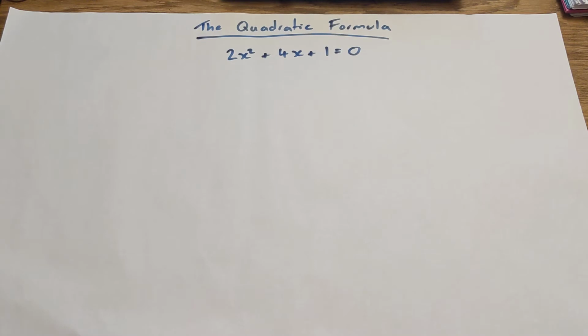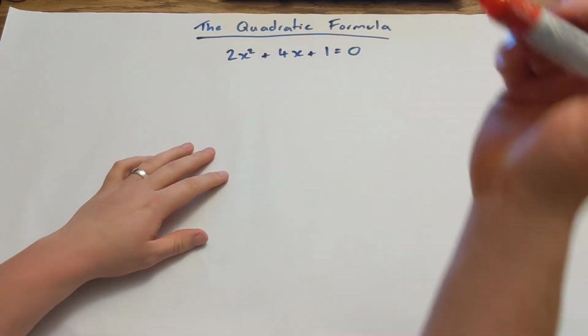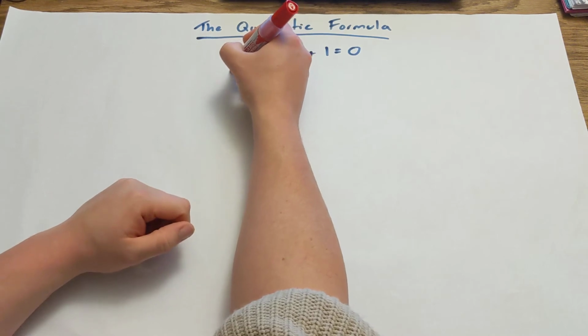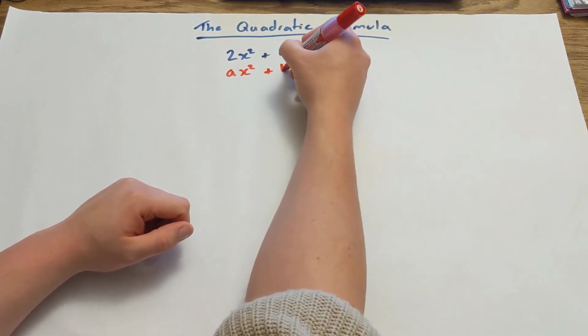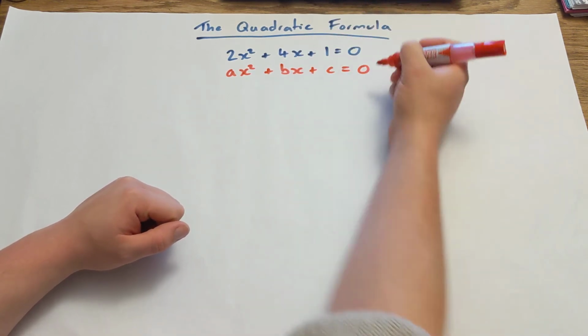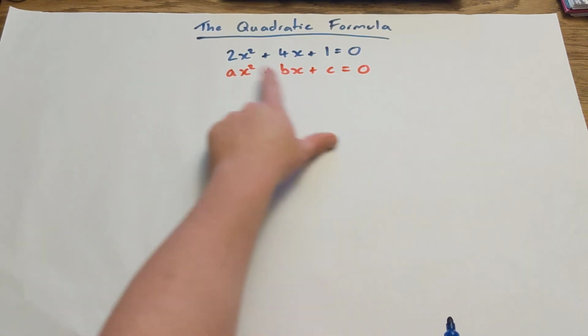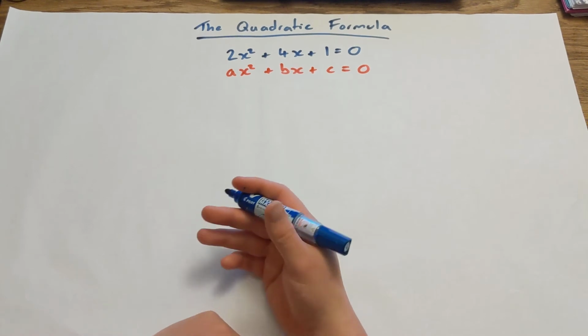So don't get scared off by what it looks like. You are given it as well, so you don't need to remember it. But it's much easier to use than it would first appear. The quadratic formula tells us that for any equation in the form ax squared plus bx plus c equals 0, we can use this to work out the roots of it.